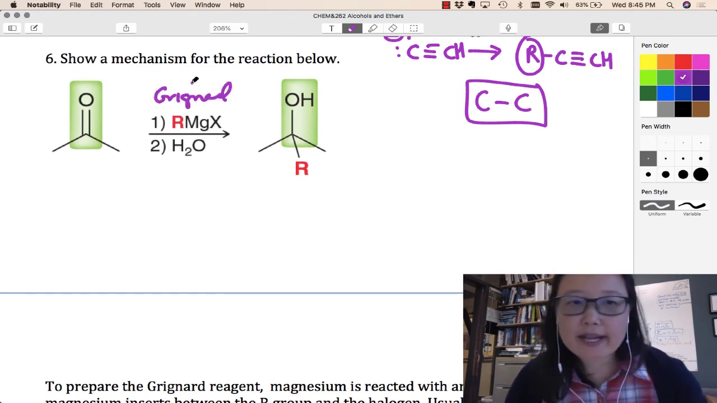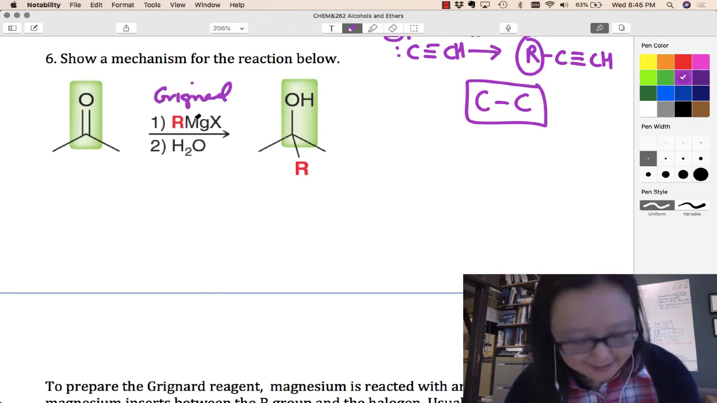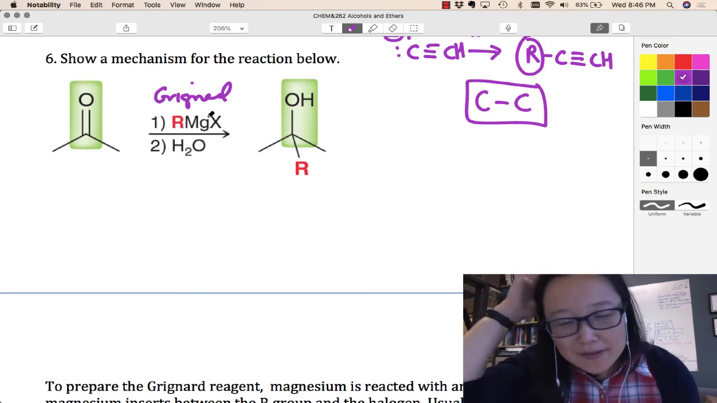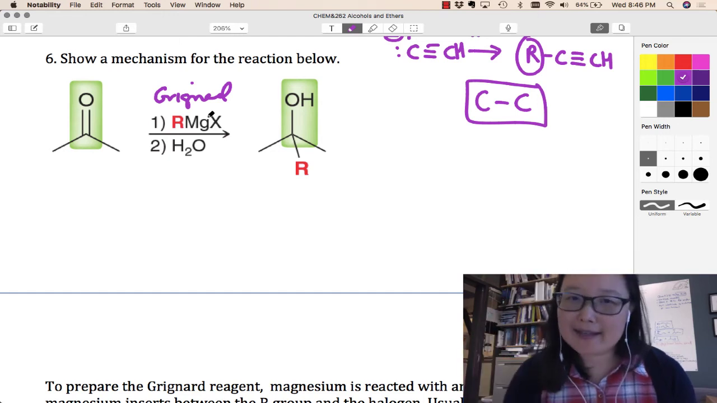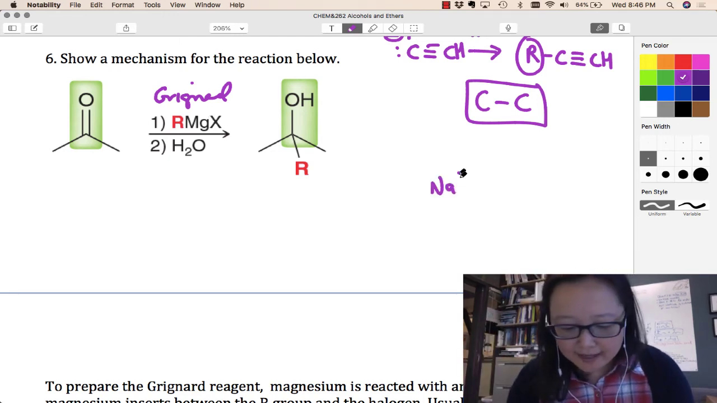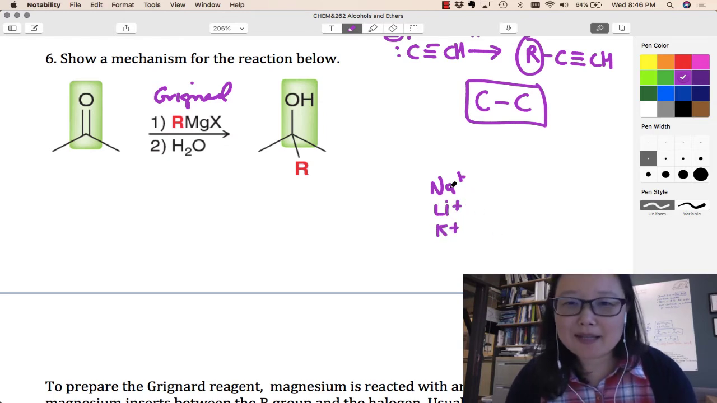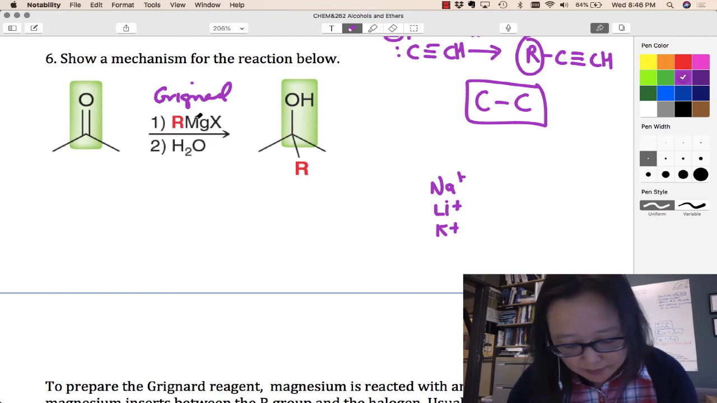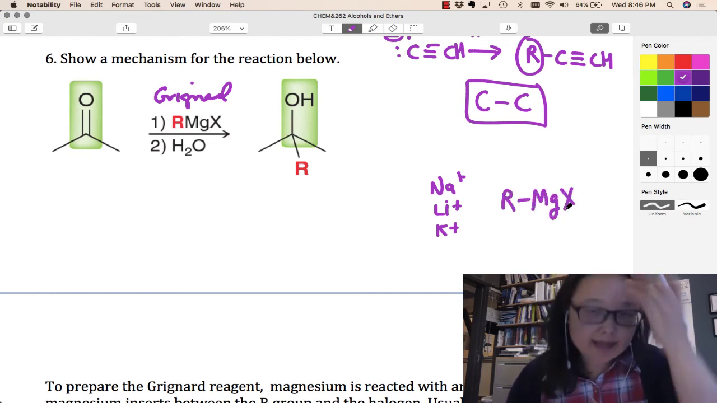And this Grignard reagent has a magnesium in it, and that's really unusual to see metals. But we've used metals a few times as ions, like counter ions, like sodium ion and lithium ion and potassium ion. We've seen NaBH4, LiAlH4, KOtBu, but they're counter ions. Here we're talking about magnesium, sort of like this. An R group is attached to magnesium, which is attached to a halogen.